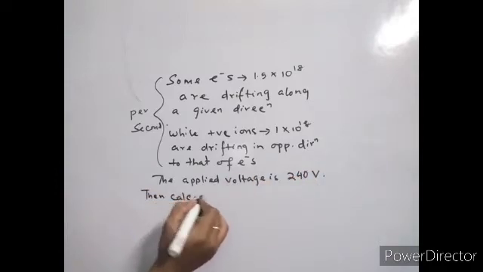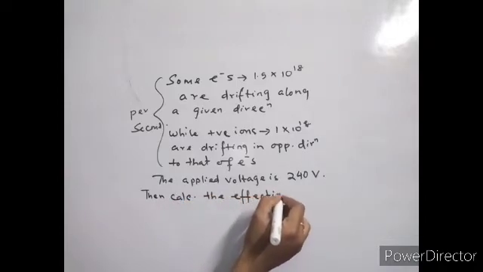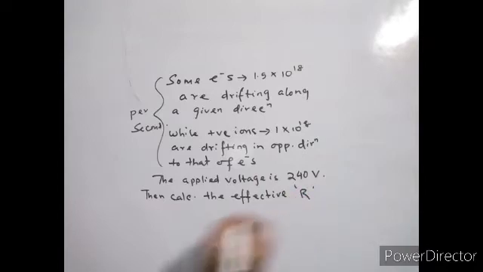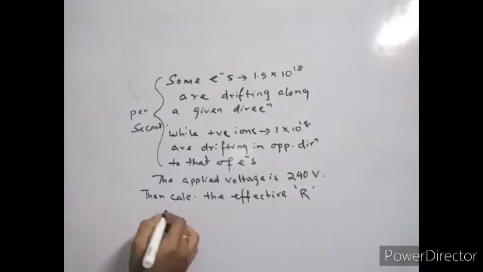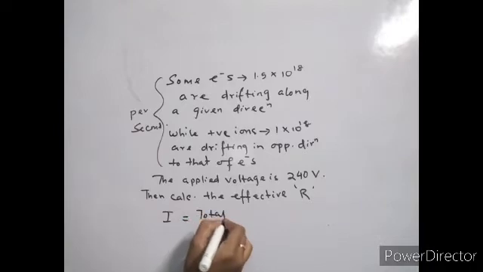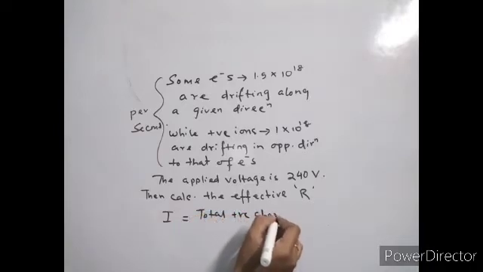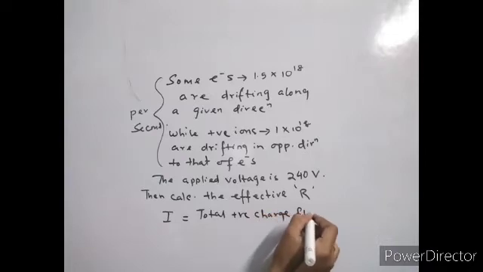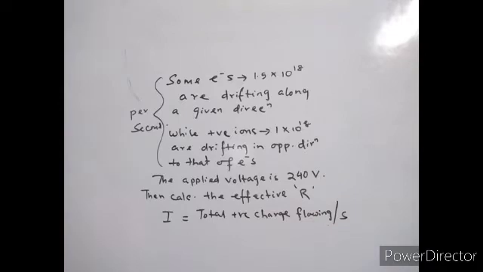Then let us calculate the effective resistance of the circuit. In order to calculate the effective resistance, first of all we need the current that is flowing, and in order to know the current we must know the total positive charge that is flowing across the conductor per unit time, that is per second.